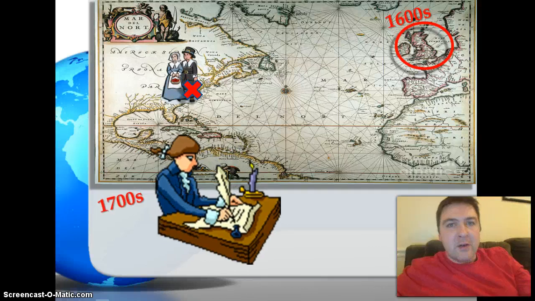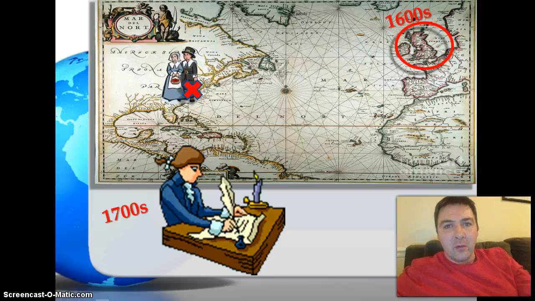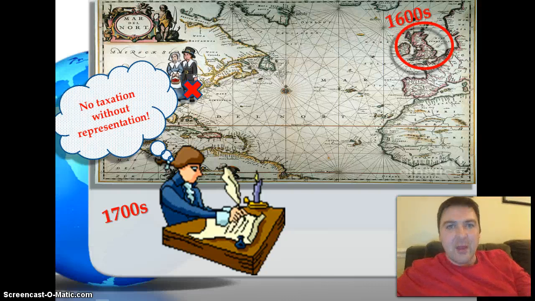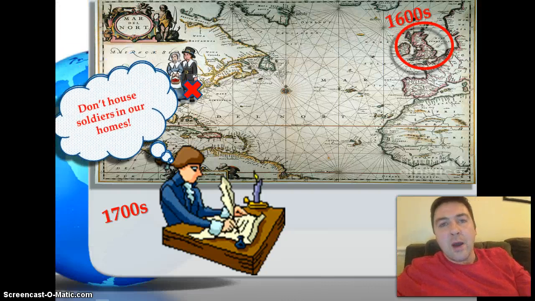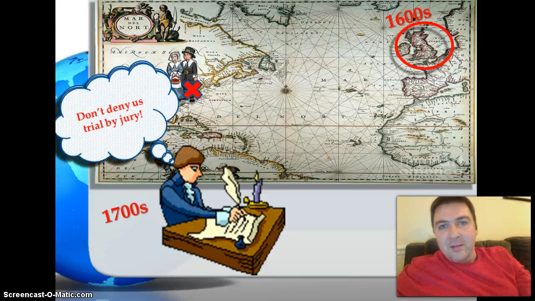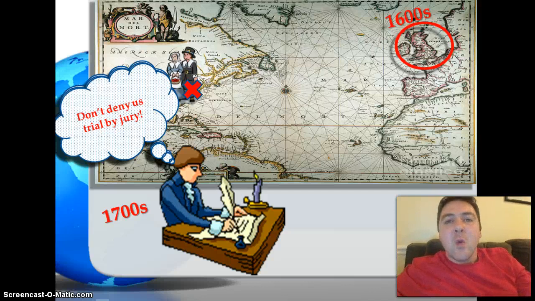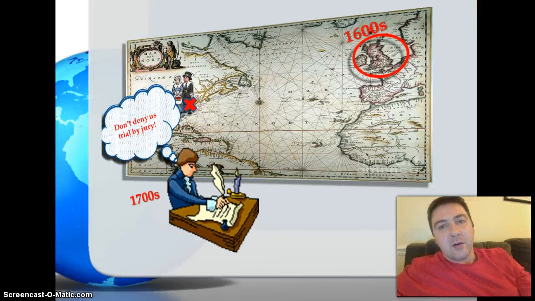So 100 years later, at the time of the American Revolution, when Thomas Jefferson sat down to write the Declaration of Independence, and the revolutionaries were upset about things like no taxation without representation, when they were upset about the English requiring colonists to house English soldiers in their homes, when they were upset about the possibility of not having jury trials, those were really all rights of Englishmen. The colonists and Jefferson were really thinking about the rights of Englishmen, many of which developed during the time that we're looking at in this standard.